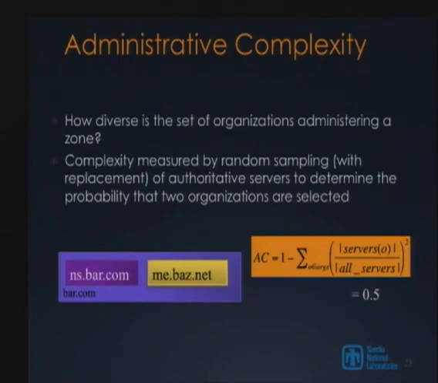And the way we did that was by using random sampling with replacement. If you were to put all your servers in a bag and pull out two marbles, two of your servers, with replacement, what's the probability that you get two distinct organizations? That's all this does. In this particular case, 0.5 is the answer.